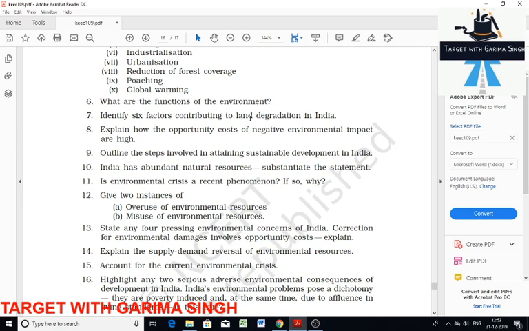Identify six factors contributing to land degradation in India. First one is loss of vegetation occurring due to deforestation. Second, shifting cultivation. Third, encroachment into forest land. Fourth, forest fire and overgrazing. Fifth, unsustainable fuel wood and fodder extraction. Sixth, non-adoption of adequate soil conservation measures.